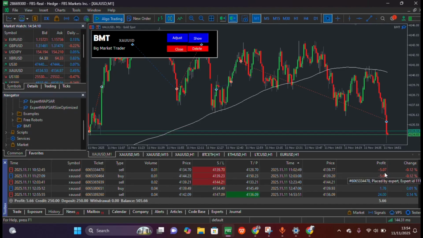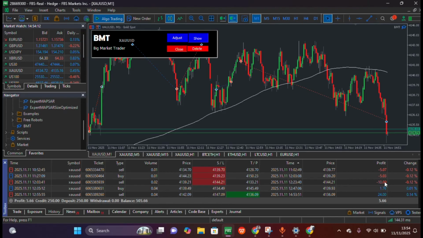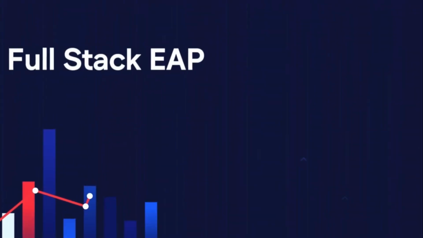So the first trade we had -5, -5, and -10, and at the end of the day, the second trade, we are making the third one. I'll be the fourth one. We have 1.76, and then the third one. So at the end of the day, we made $5.66.